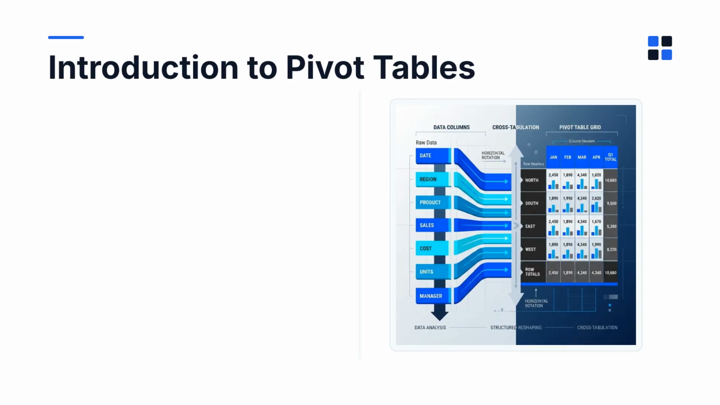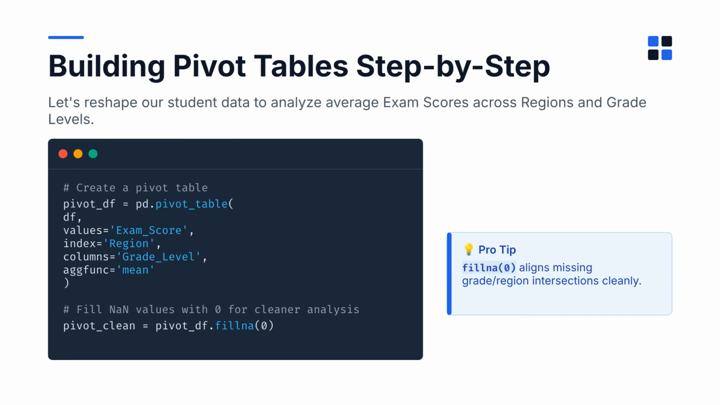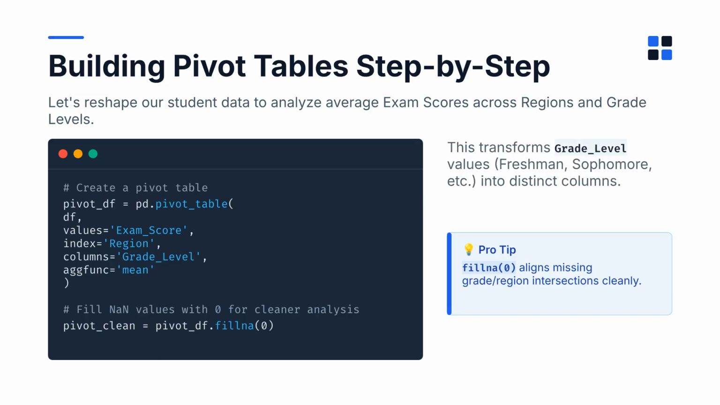Pivot tables offer an intuitive way to reshape data into a 2D grid. The primary parameters are index, columns, values, and the aggregation function, which defaults to the mean. To build a pivot table, pass your data frame to pivot_table and specify your indices, columns, and values. Remember to handle potential missing values using fillna.